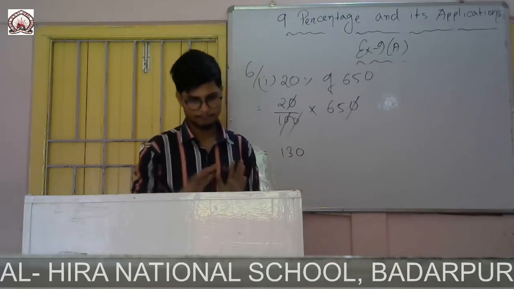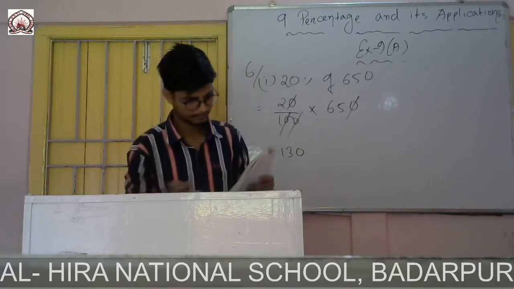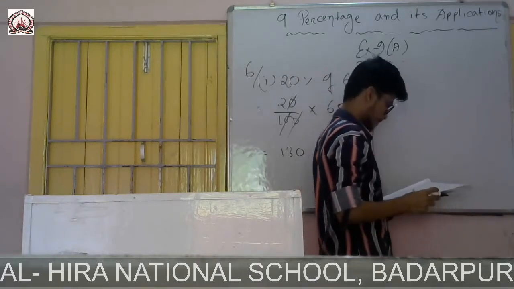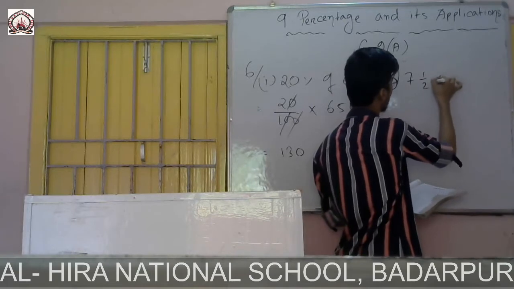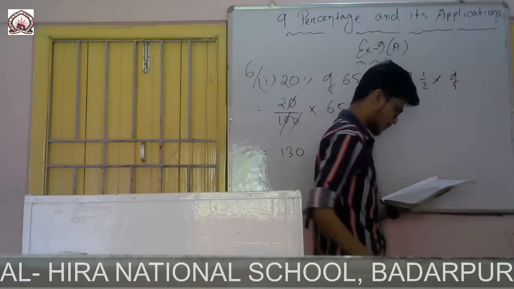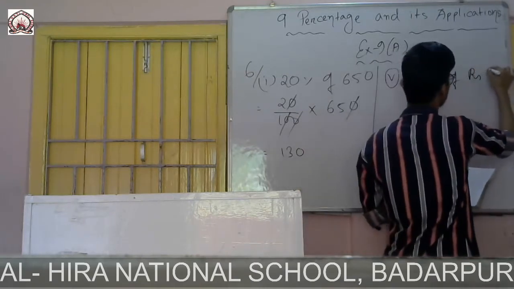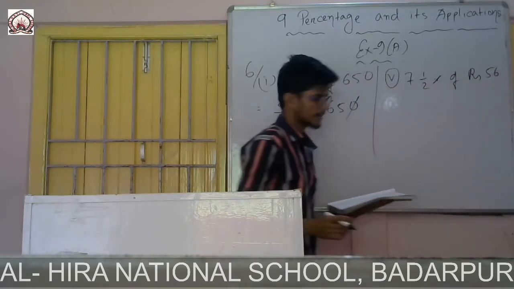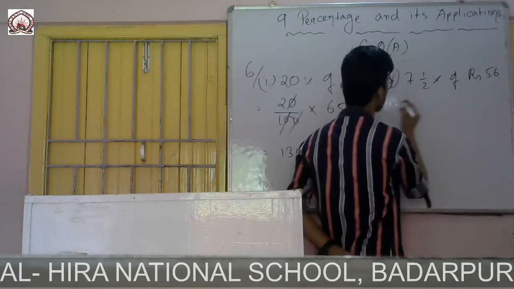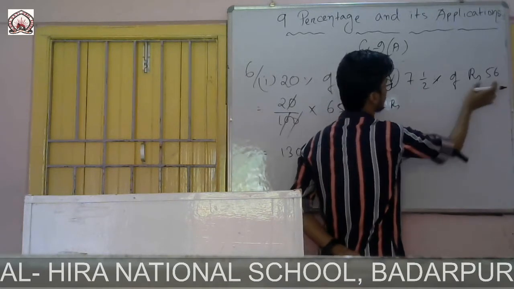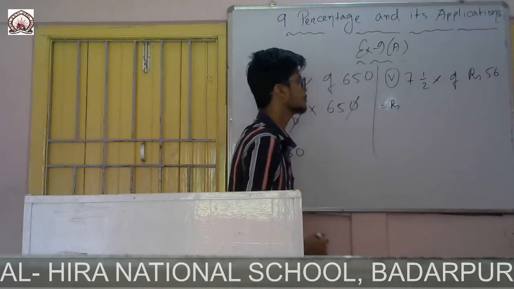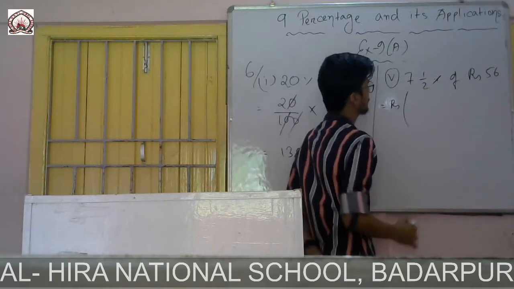Let me do Roman number 5. It is 7.5% of rupees 56. So it is in rupees. That means the answer will be in rupees. I have to find the 7.5% of this 56 rupees. That means the answer that will come will also be in rupees. So you give rupees and give bracket 7.5.